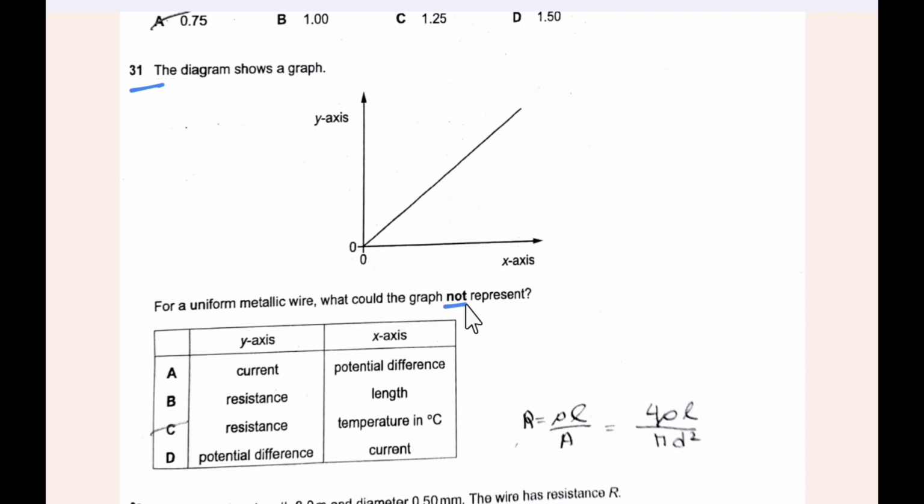What could the graph not represent? So what would the graph not represent? For a uniform metal wire, we know that current is directly proportional to potential difference, so it would obviously pass through the origin and it would be a straight line.